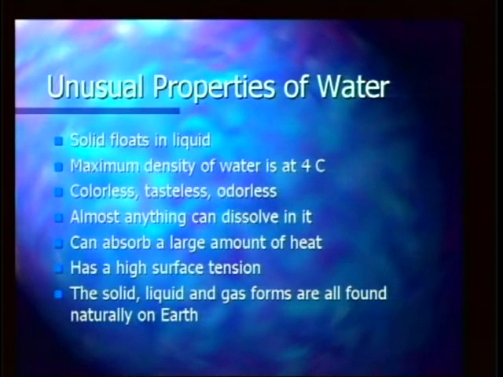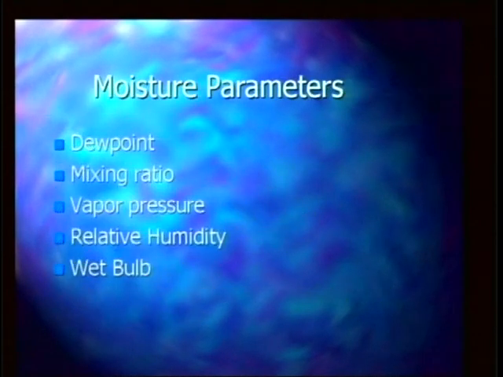Water is also colorless, tasteless, and odorless if it's in its pure state. And almost anything can dissolve in water. Water can also absorb a large amount of heat, so it is slow in warming up and slow in cooling compared to other substances. It has a high surface tension, and the solid, liquid, and gas forms are all found naturally on the Earth. We're going to look at several different moisture parameters that are used in meteorology. Those are dew point, mixing ratio, vapor pressure, relative humidity, and the wet bulb temperature.